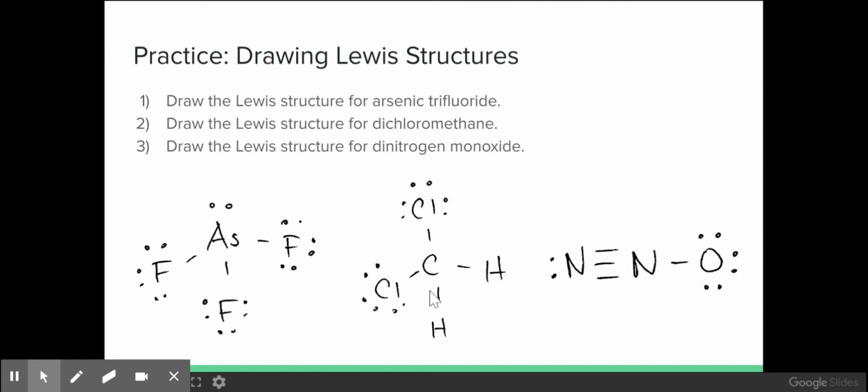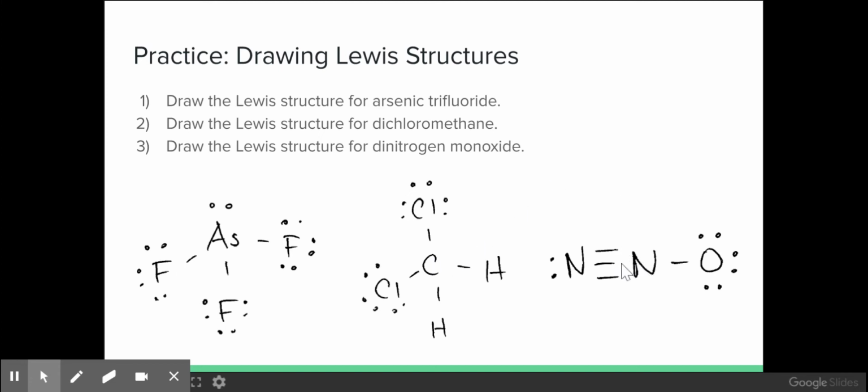Dichloromethane. Well, you should know that methane is CH4. Dichloro simply just means that we've taken some of those hydrogens and replaced them on the carbon atom. And the carbon atom in the center is going to have all single bonds, and the chlorine atoms have a full octet. Carbon is one of the few atoms on the periodic table that cannot expand its octet.